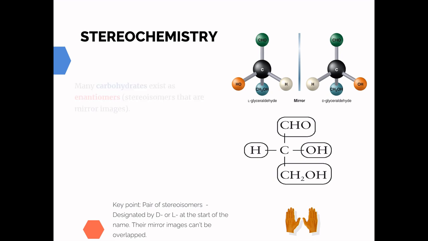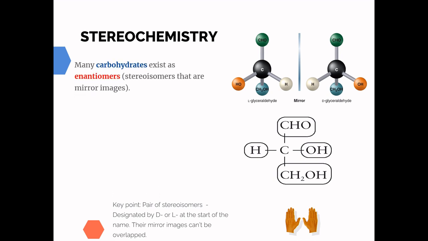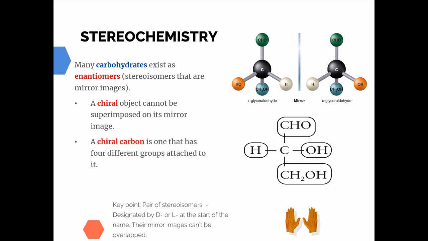Coming to the stereochemistry of carbohydrates, many carbohydrates exist as enantiomers. That is, they are mirror images. A chiral object cannot be superimposed on its mirror image, and a chiral carbon is one that has 4 different groups attached to it. For example, as shown in this figure, we have a carbon atom attached to an aldehyde group, hydrogen group, OH group, and CH2OH group. A pair of stereoisomers is designated as D and L at the start of their name, which indicates the stereochemistry. These images cannot be overlapped.